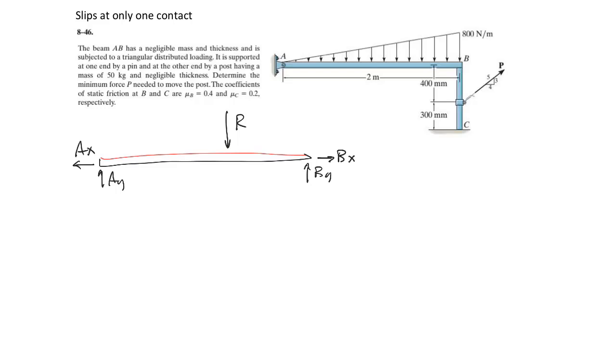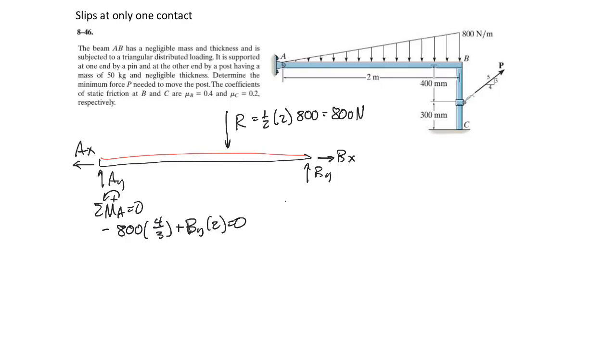All right, let's talk about that resultant force. It is a triangle load, so that's going to be 1/2 BH. The base here is 2, and the height is 800, so that's equal to 800 newtons. If I sum the moments about A equals 0, I should be able to find out what By is. So I'll say minus the resultant, which is 800, lever arm is 2/3 of 2, so that is 4/3, plus By times 2 is equal to 0. So By is equal to 533 newtons.